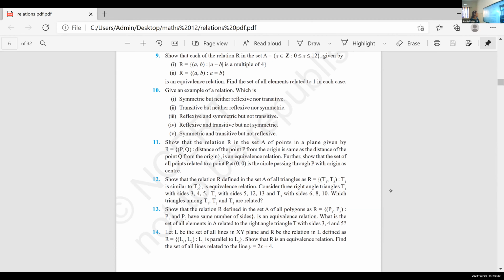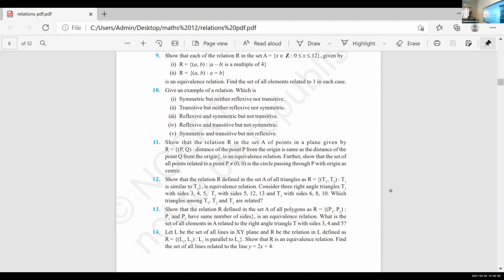11th one, what is given? Show that the relation R in the set A of points in a plane given by R is the set of all points (P, Q), where the distance of P from the origin is the same as the distance of Q from the origin. Is it an equivalence relation?